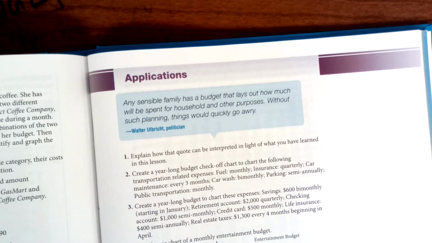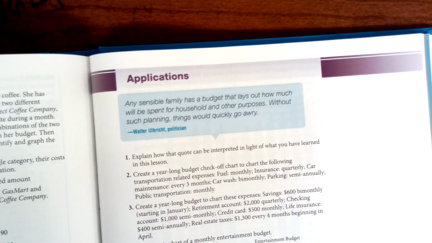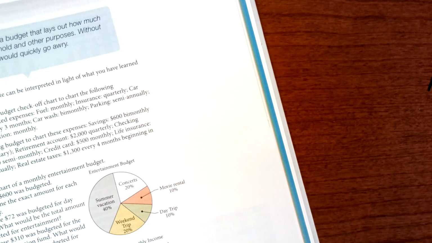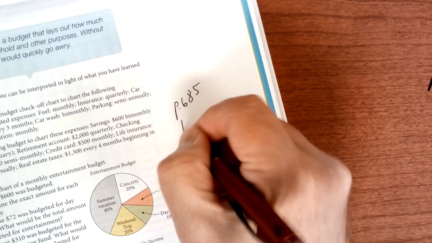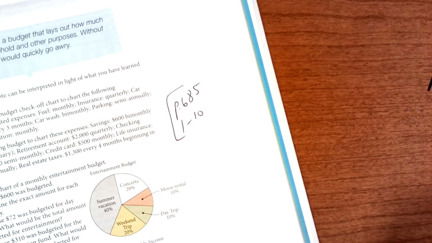All right, today we're doing 1 through 10. So page 685. 1 through 10. And go back to the examples if you need to.